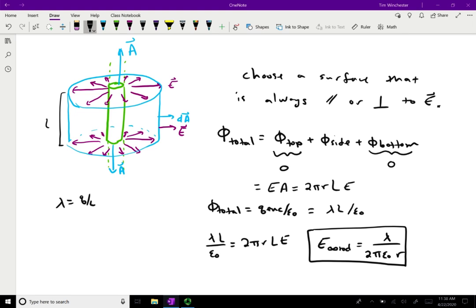And you can check that the 2 calculations are equivalent by taking the finite rod and taking the limit as L goes to infinity. And if you do that right, then it should come out to the same form as this one. Okay, so we're going to use the same strategy in a couple of other cases. First, we use symmetry to figure out what the electric field should look like. Then we choose a Gaussian surface that's either perpendicular or parallel to the electric field everywhere. Then we explicitly calculate the flux and set it equal to the charge enclosed over epsilon naught.